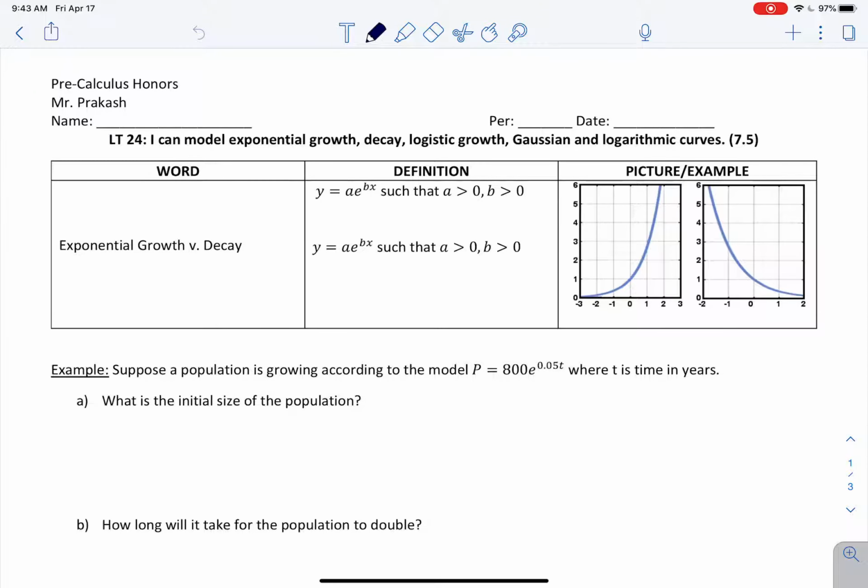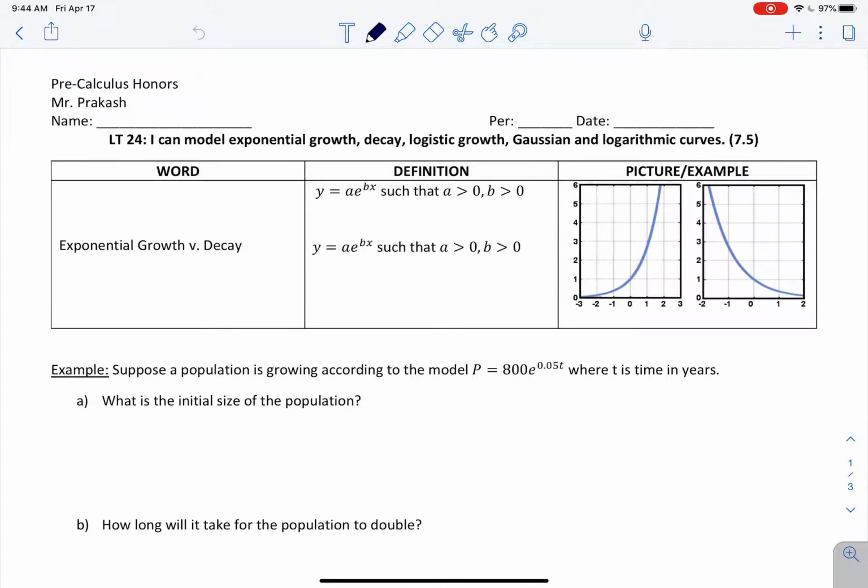All right, so this is the last section in chapter 7 on exponential and log models. So this is learning target 24. We're looking at modeling exponential growth, decay, and a few other types of exponential models. So this is logistic growth, Gaussian growth, and logarithmic curves. And so let's start off with exponential growth and decay.